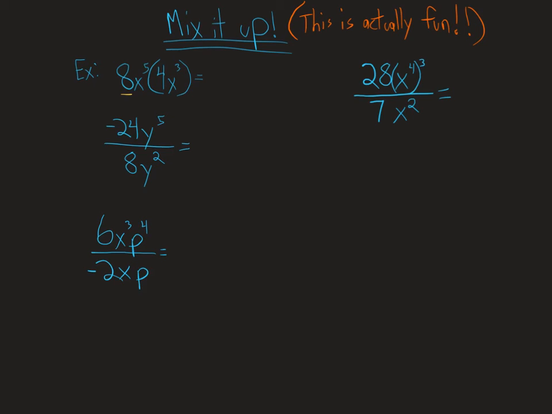Okay, first one. 8 times 4 is just as straightforward as it looks. You can multiply: 32. Then I've got my x to the 5th and x to the 3rd. That makes x to the 8th. Simple as that.